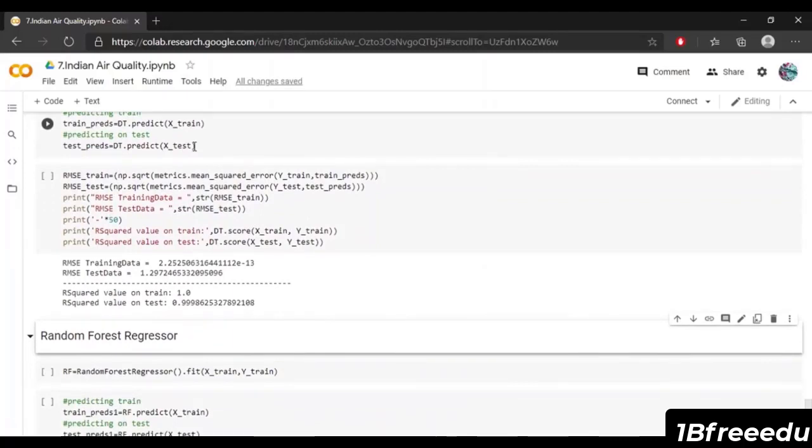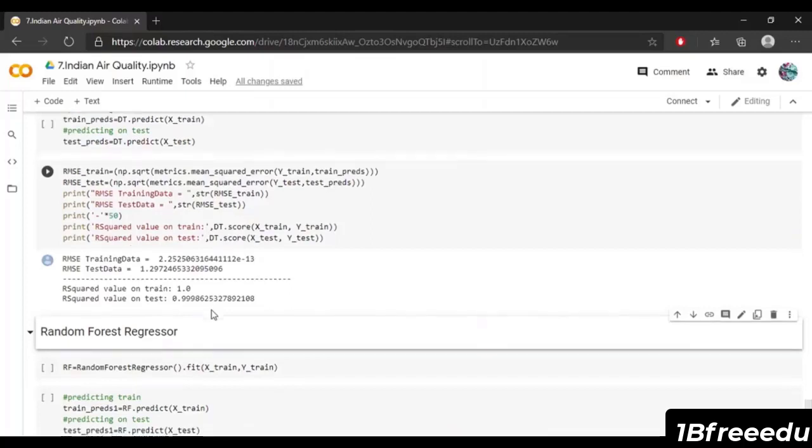And in the end, we have evaluated our model's performance with the help of the same evaluation metrics, which are the root mean squared error and the R squared value. And here, you can see that the RMSE is a bit high, and the R squared value is again 100 in both the training and testing set. That means that the decision tree model is overfitting, and it is not an ideal model for predicting.